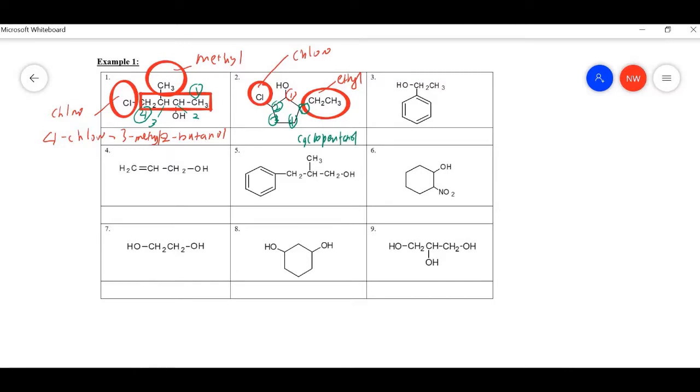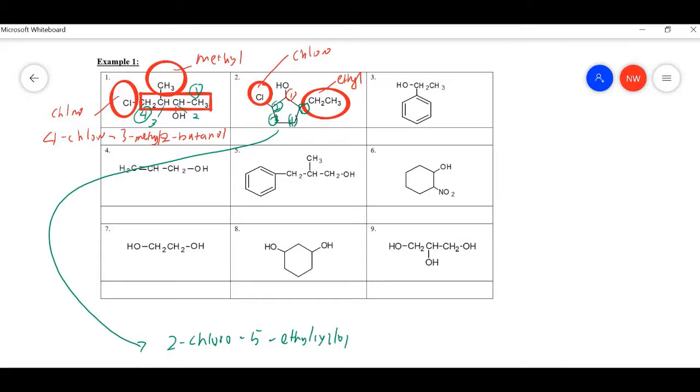So kalau ikut position, nama dia akan jadi 2 kloro 5 etil cyclopentanol. Okay, so namanya akan jadi 2 kloro 5 etil cyclopentanol. So parentnya adalah cyclopentanol. Always put the position of OH untuk cyclic ring pada position yang pertama. So 1 2 3 4 5.